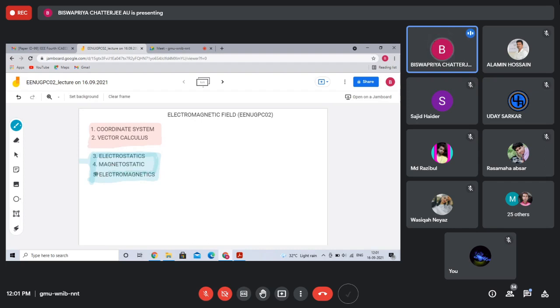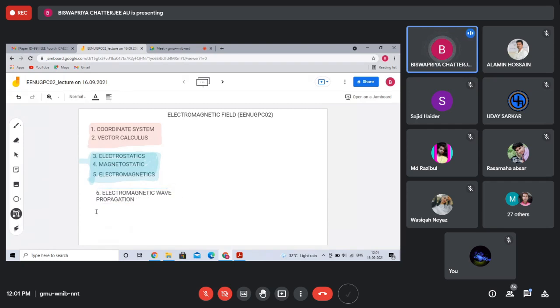Apart from these three modules, when you say voltage and current, it must have some source, some destination, and some propagating medium. So the next module will be electromagnetic wave propagation, and finally the last module for this course will be transmission line.